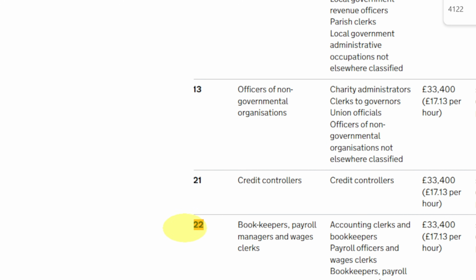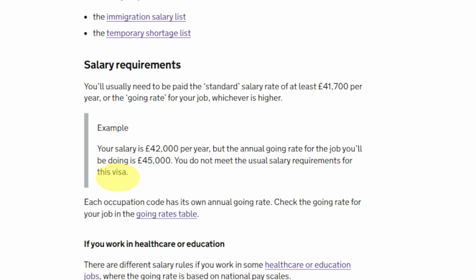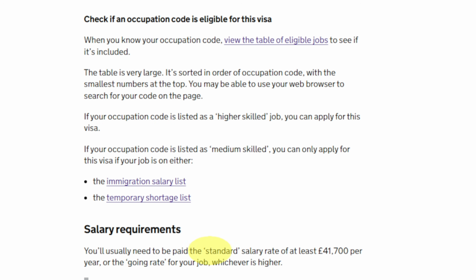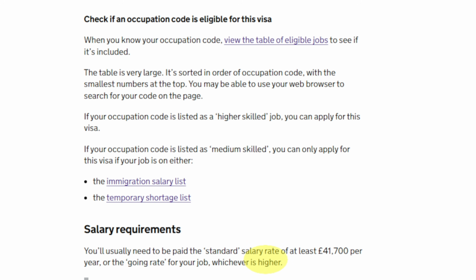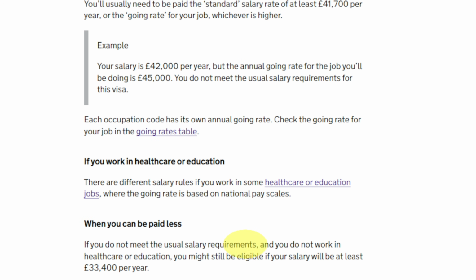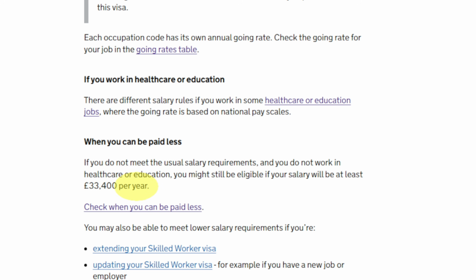But if you are coming from outside the UK, in that case, you'll usually need to be paid the standard rate, at least 41,700 per year, or the going rate for your job, whichever is higher. So it says 33,400 over there, but because 41,700 is higher and you are coming from outside the UK, this should be your salary. But if you're on a graduate visa, then 33,400.